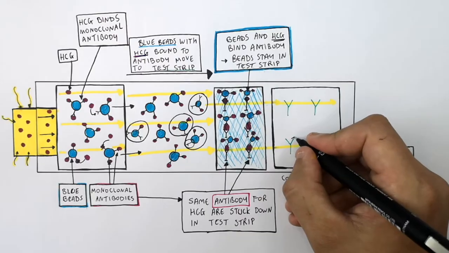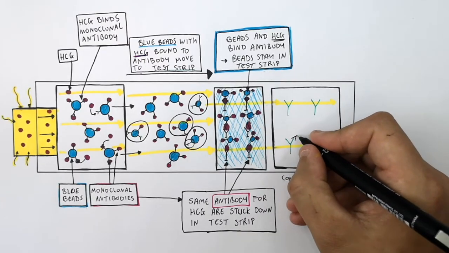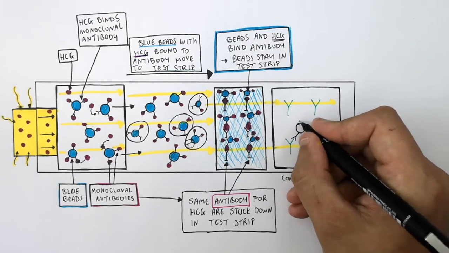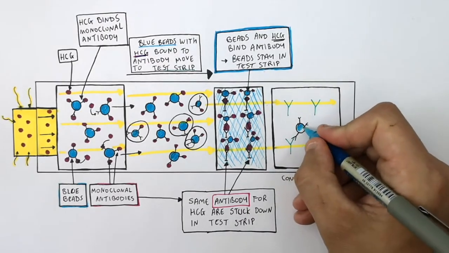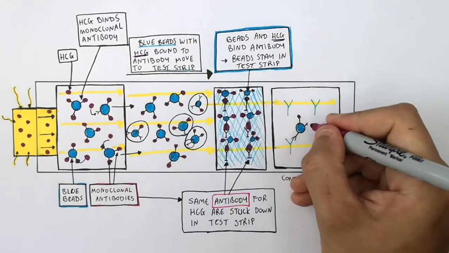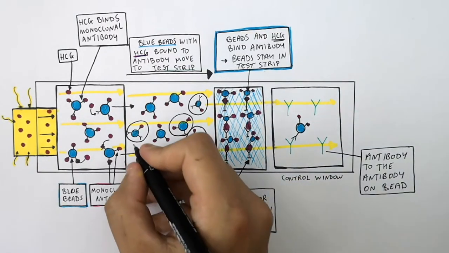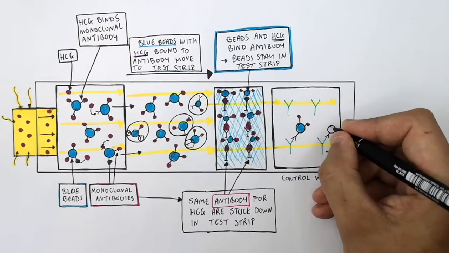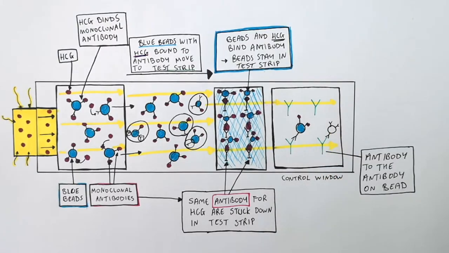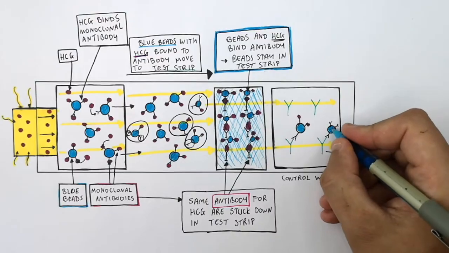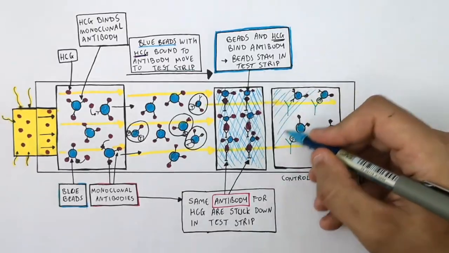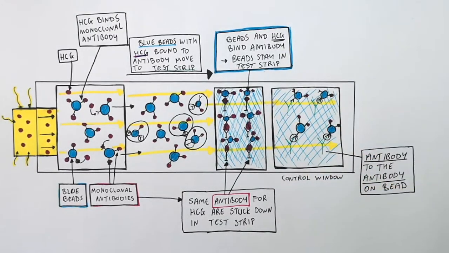So when the blue beads move through the test strip into the control window, the antibodies on the blue beads are going to bind onto the antibodies that are stuck down in the control window. So these blue beads are going to bind onto antibodies in the control window. This will cause the control window to turn blue due to the blue beads remaining stationary in the control window.